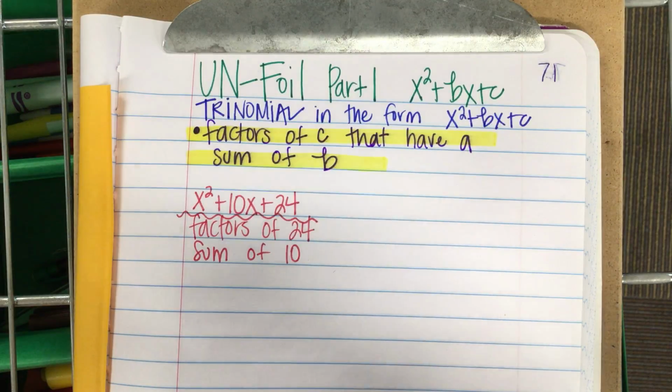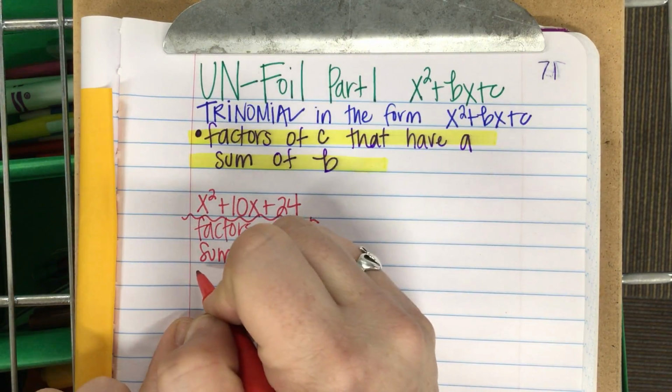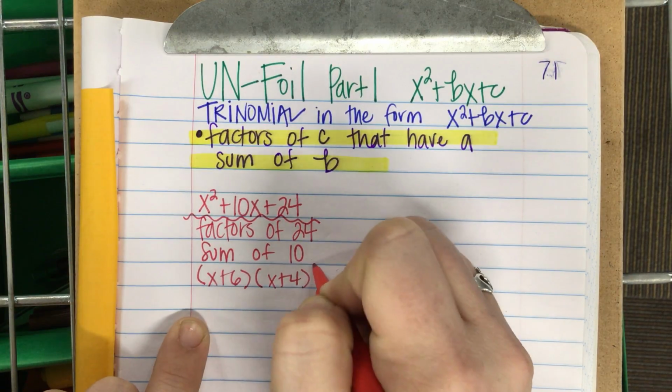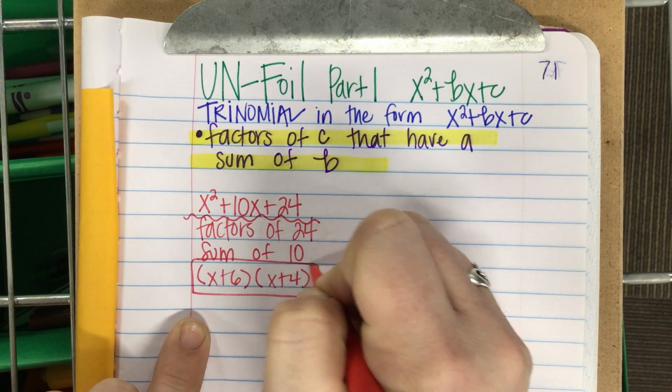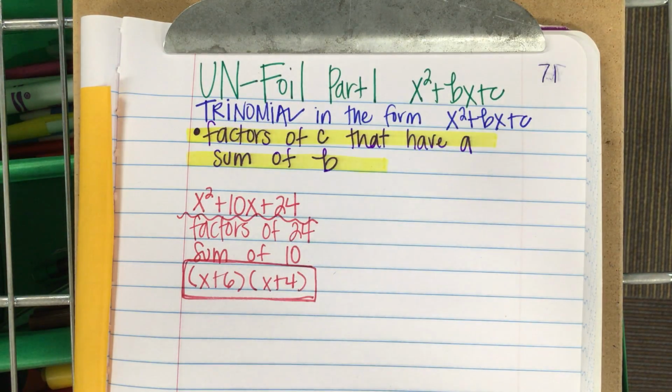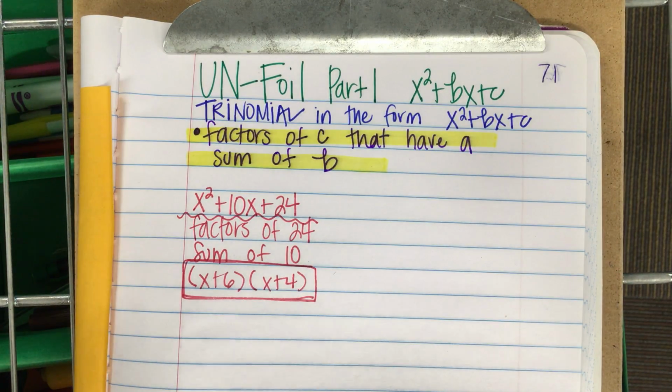So my answer is going to be, I'm unfoiling a binomial times a binomial. I just factored it. That's it? That's it. That's the problem. Yeah, that's the whole page. What? No, that's not the whole page. Yeah, that's all we're gonna do.